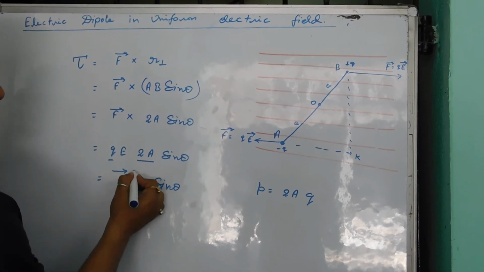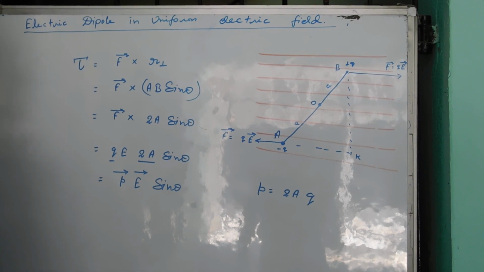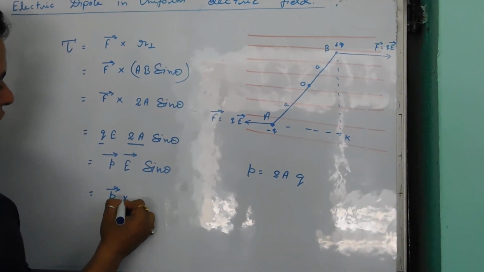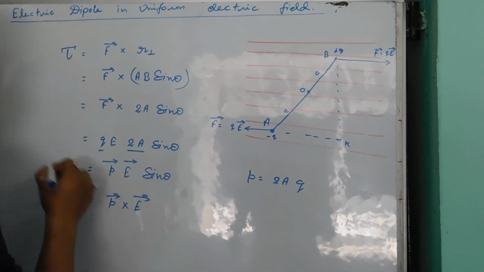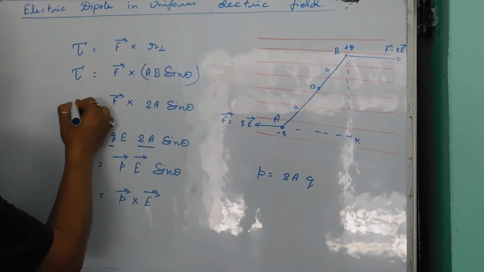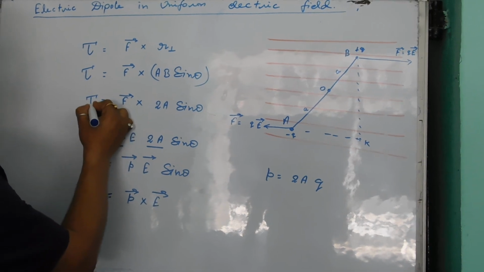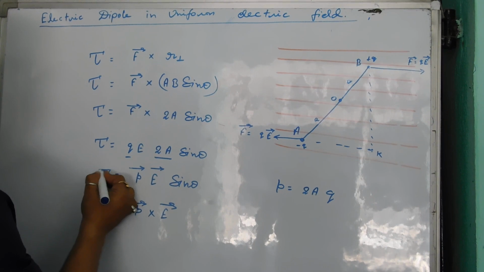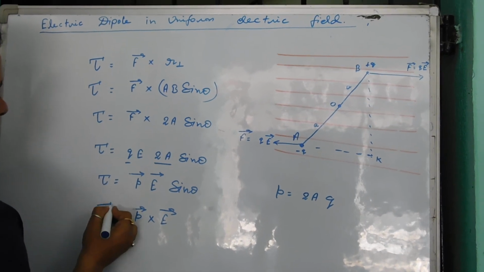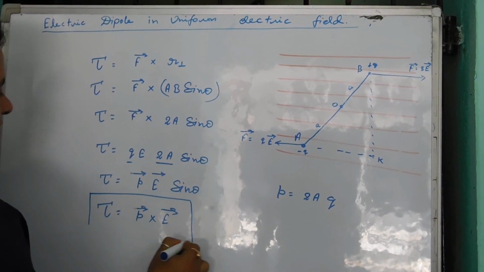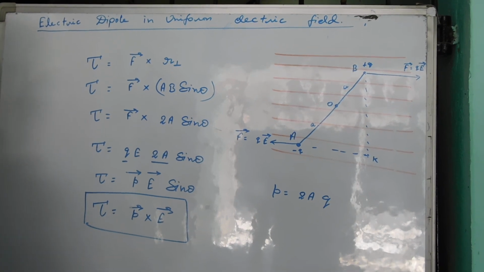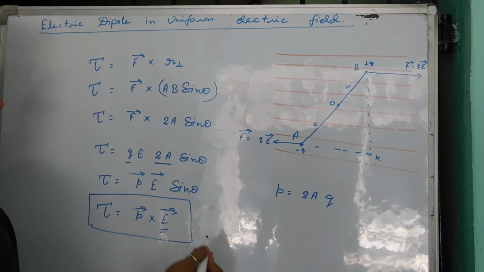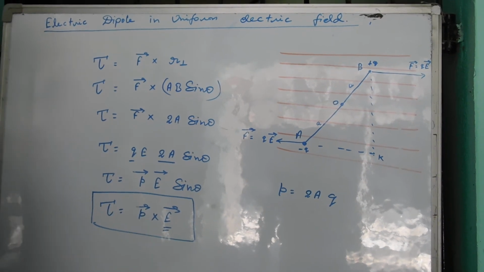This P is also a vector quantity, E is also a vector quantity, so it can be written as P cross E. Hence, we get the value of torque applied over that dipole, which is equal to P cross E. And from this equation, we can get the value of electric field intensity. That's it.